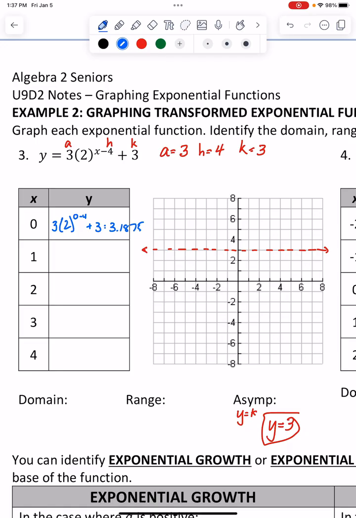And then same deal here, plug in 1. 3 times 2 to the 1 minus 4 plus 3. That's going to give us 3.375. And then if we plug in 2, that's going to give us 3.75. Plug in 3. It gives us 4.5. And then plug in 4.